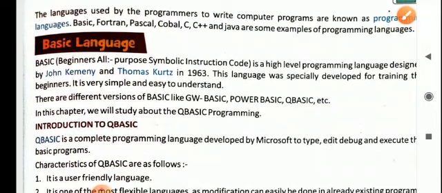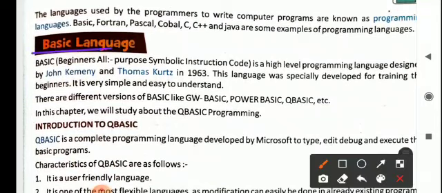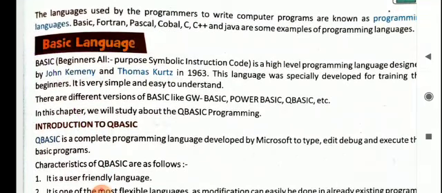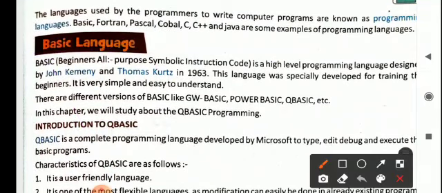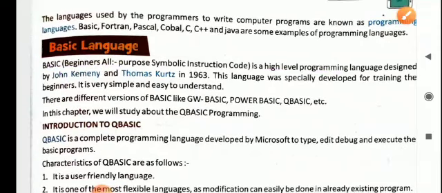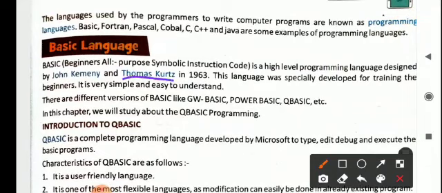This chapter is all about Q Basic, that is BASIC. Now BASIC has an expansion form also. What is the full form? Beginners All Purpose Symbolic Instruction Code. It is a high level programming language designed by John Kemeny and Thomas Kurtz in 1963. This language was specially developed for training beginners. It is very simple and easy to understand.